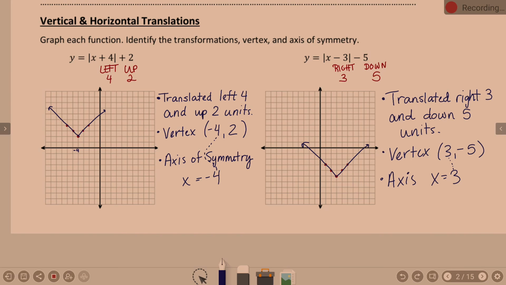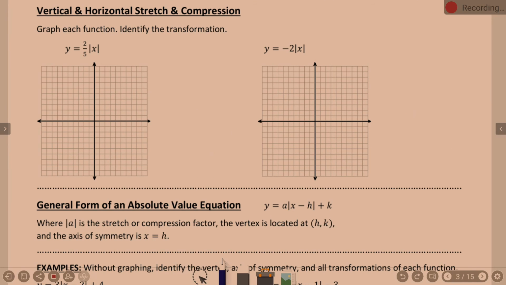On the back side, we get to start talking about stretches and compressions, okay? Hopefully you've got these vertical, horizontal translations mastered. This is the easiest stuff, right? The left, right, up, down, this is the easier stuff. Stretches and compressions we have to think a little bit more about, but we'll get there, okay? Now, directions here: graph each function, identify the transformation.